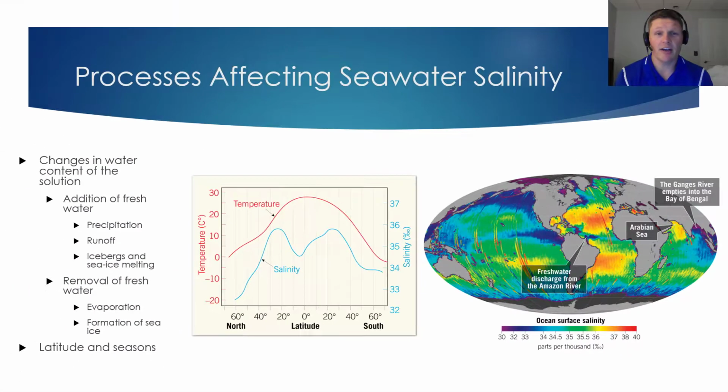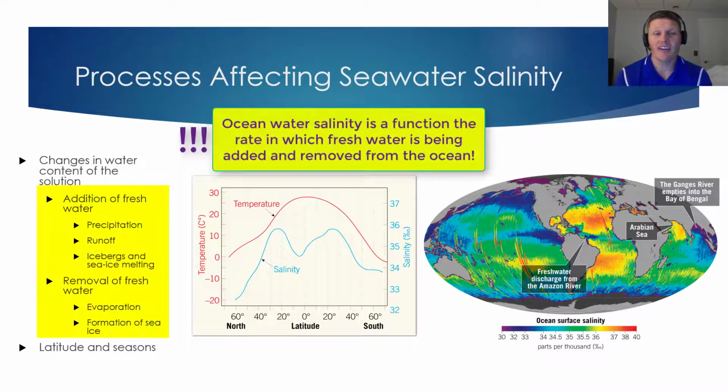Before I explain the salinity graph, it's important that I state the oceans are very well mixed. So seawater components are basically constant across the globe. Therefore, the changes in seawater salinity are caused by the changes in water content of the solution.